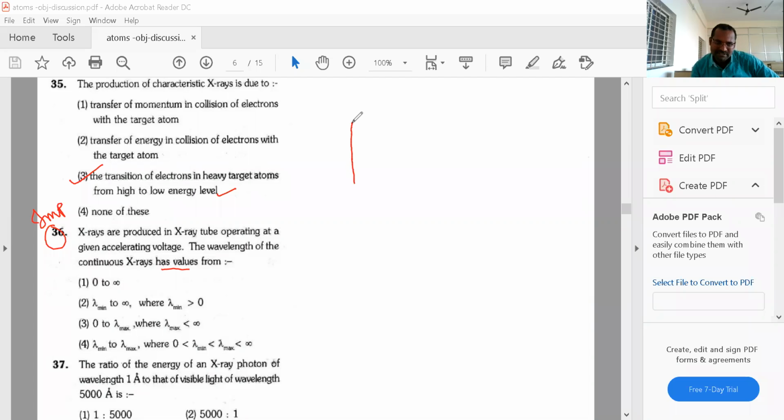See, the continuous X-ray spectrum, if we observe here, wavelength here, intensity, the X-ray spectrum comes out like this. It goes up to infinity. And here it will start from one minimum wavelength. Minimum wavelength will be here. So it will be from some minimum wavelength to infinity, and this minimum wavelength should be greater than 0. Yes, option 2 is the right answer.